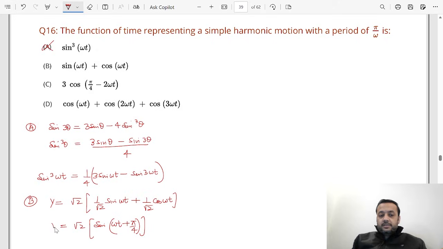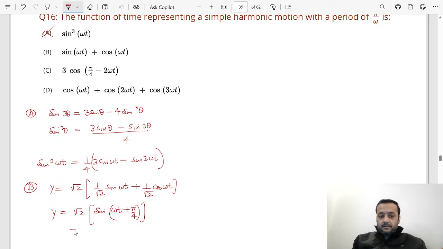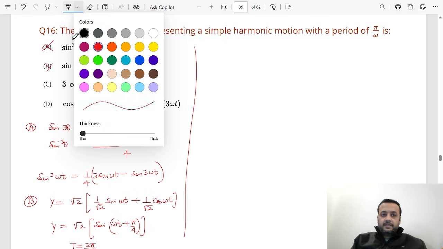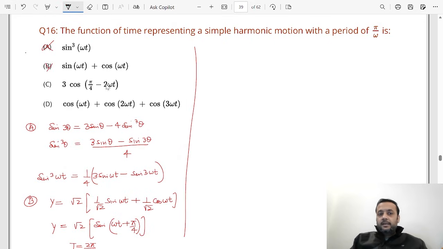All right. So this is an SHM, but its time period will be 2 pi by omega, because the time period is 2 pi by angular frequency, which is omega here. But we wanted the time period as pi by omega. So option B will also not satisfy. It's an SHM, but the time period is not what we want. In option C, the angular frequency is 2 omega, very obviously, so the time period will be 2 pi by 2 omega. So the time period comes out to be pi by omega, and it is an SHM.